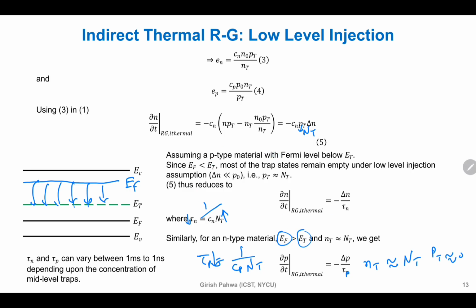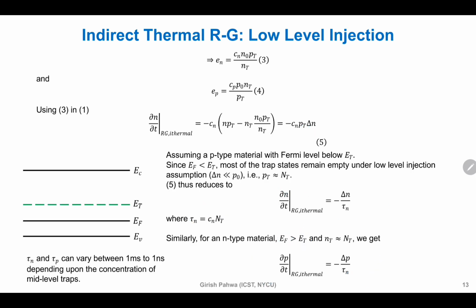Okay, so this is under the assumption of low level injection. Whenever you have a low level injection, you can make all of these assumptions and derive very simple relations. Now, what about a case which is generic, when I don't have a low level injection, or any level of injection? It can be low, it can be high, it can be somewhere in between. What is the relationship?